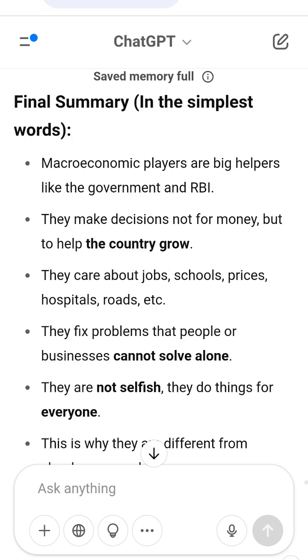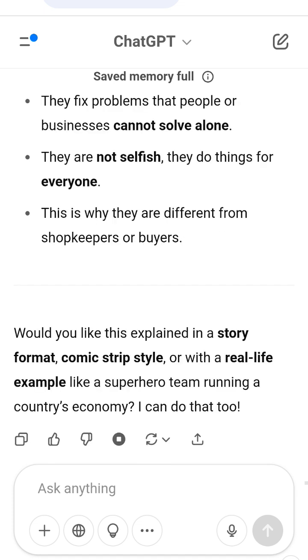Would you like this explained in a story format, comic strip style, or with a real-life example like a superhero team running a country's economy? I can do that too.